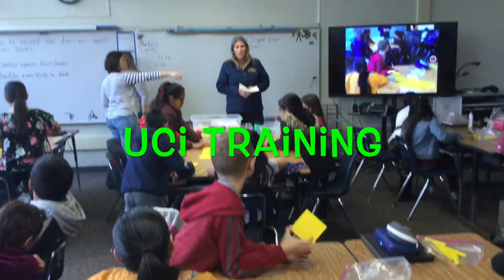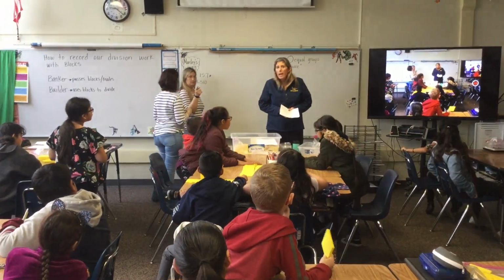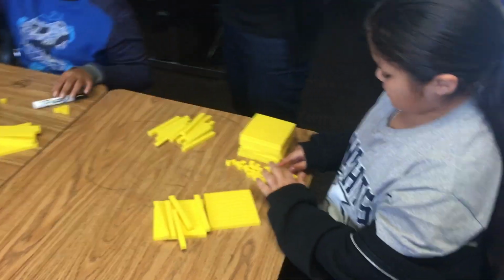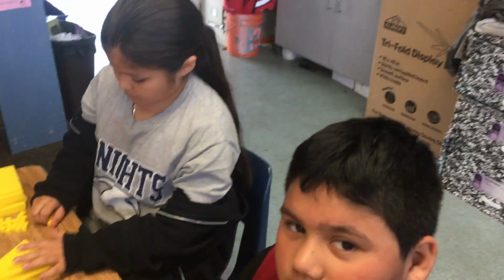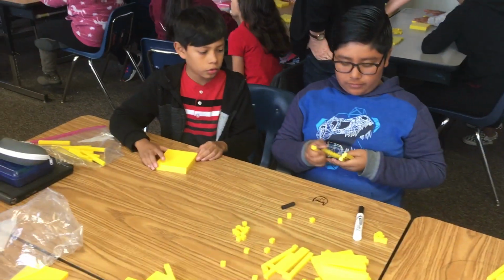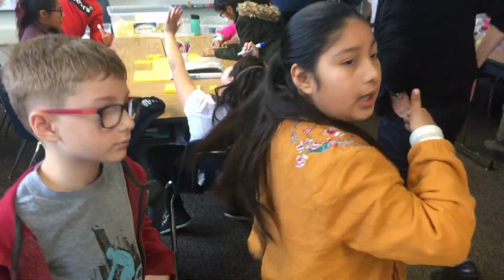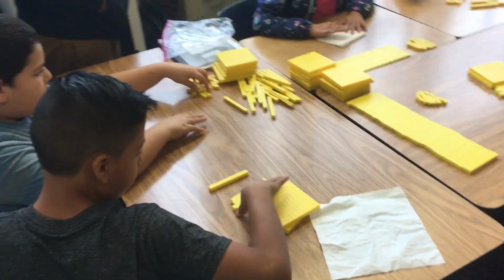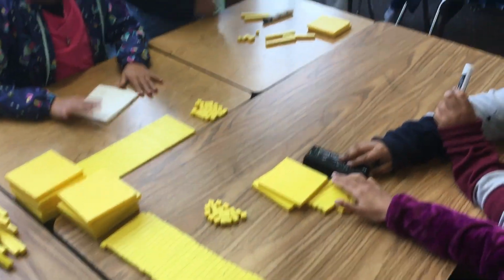We're going to see if we can take your super awesome building skills and build 258: 2 hundreds, 5 tens, and how many ones? 8 ones. Okay, give me a little thumbs up when you've got your 258. You guys got it? This is the advanced group right here.